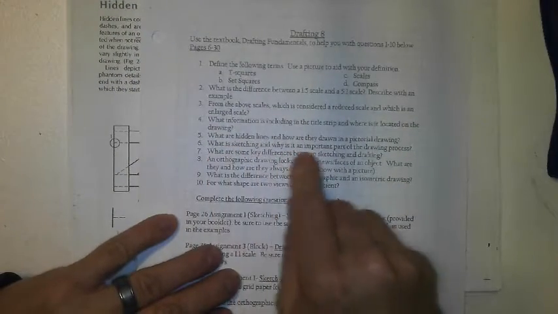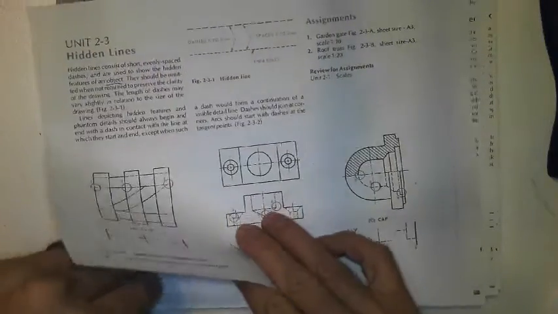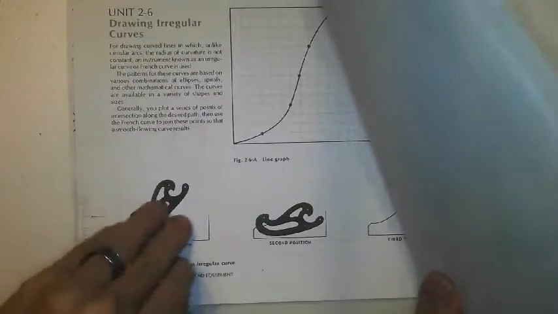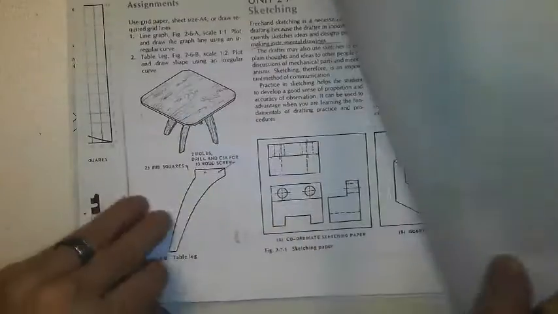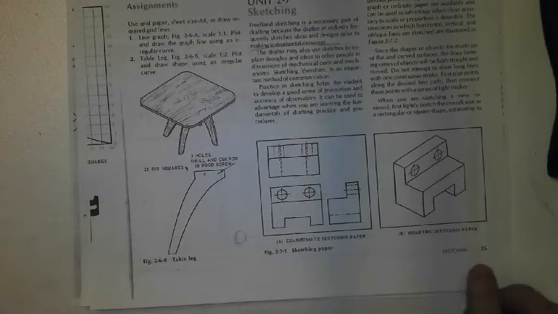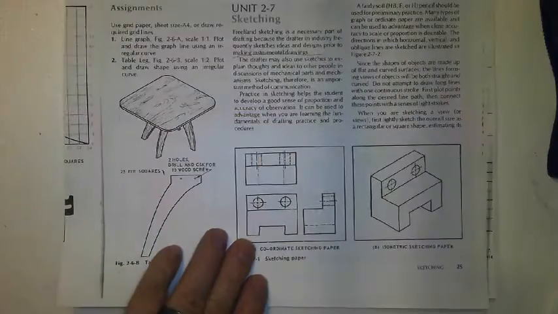Okay, what is sketching and why is it an important part of the process? So sketching will be a few more pages in here. I don't think you guys do curves, circles, or arcs. That's the grade 9s, but drawing some irregular curves is a different grade. So here's sketching. Sketching's on page 25. And it talks a little bit about sketching here.